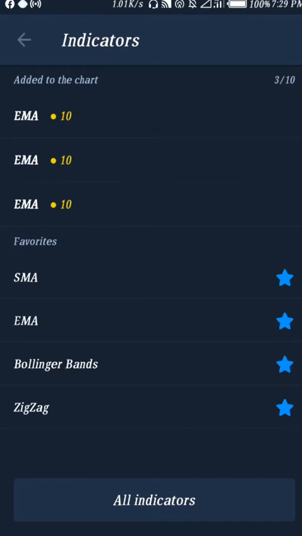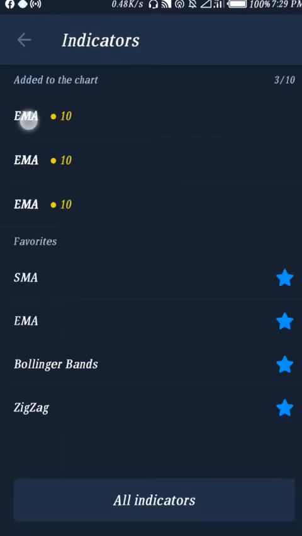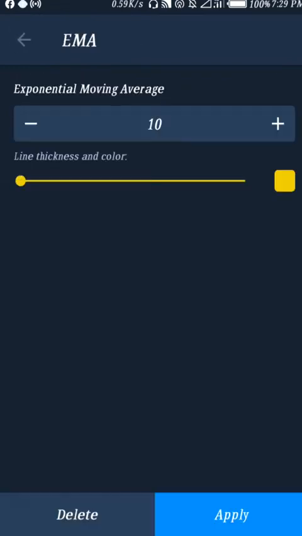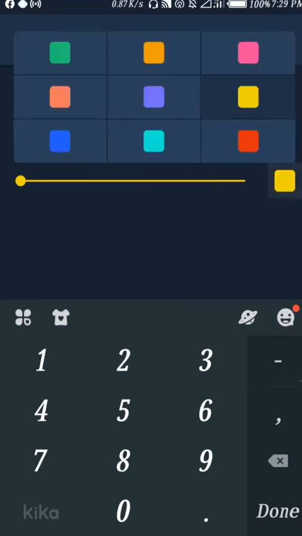All right, so right now I'm going to set up each of the EMAs accordingly, and you should do likewise. Now the first EMA, I'm going to tap on it. This is what I did. I tap on the name, EMA. I tapped on it. Then right now I'm going to enter the value of 200. Okay, 200. All right, then I will change the color to red.